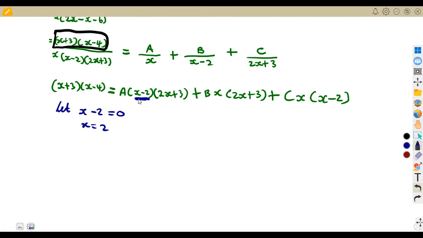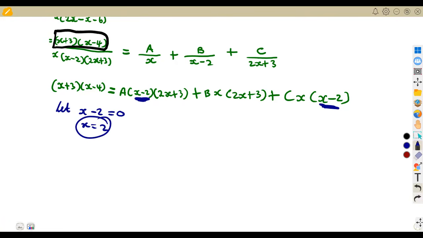But what it means is that wherever there's an x minus 2, it's now a 0. Wherever we see x minus 2, it's now a 0. So the whole of this part is now a 0. The same thing, the whole of this part will be a 0 because there's x minus 2. So the bracket of x minus 2 gives you a 0. That is the idea.